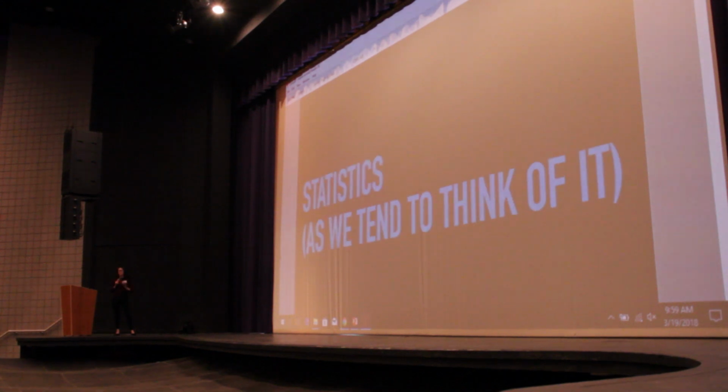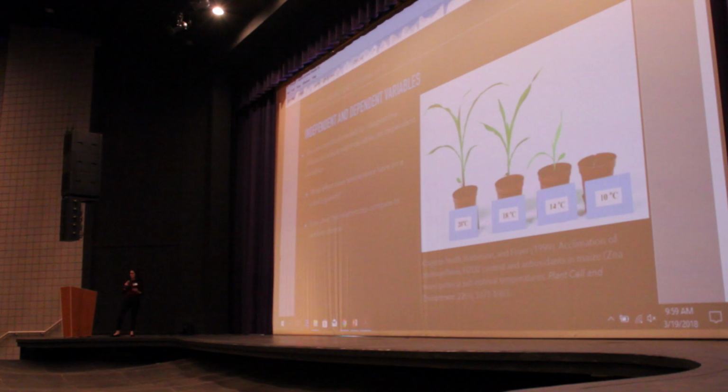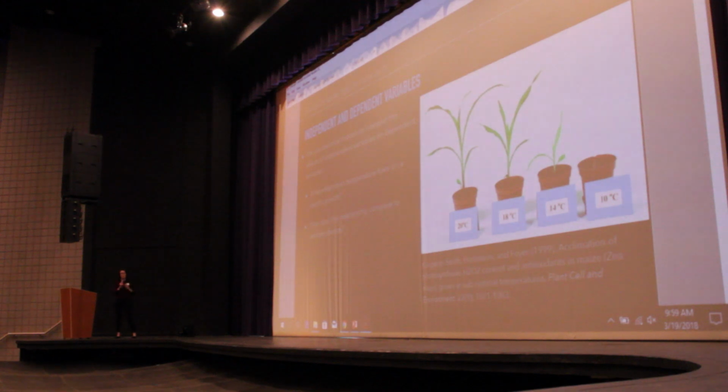But I'll start with statistics as we tend to think about them just in terms of data. As we tend to think about it, statistics is the study of independent and dependent variables. So for example, in this image, the plant's growth is dependent upon the temperature that it's exposed to. So we can look at those two variables kind of in a vacuum and see how temperature affects growth, and then how does that compare to just random chance.